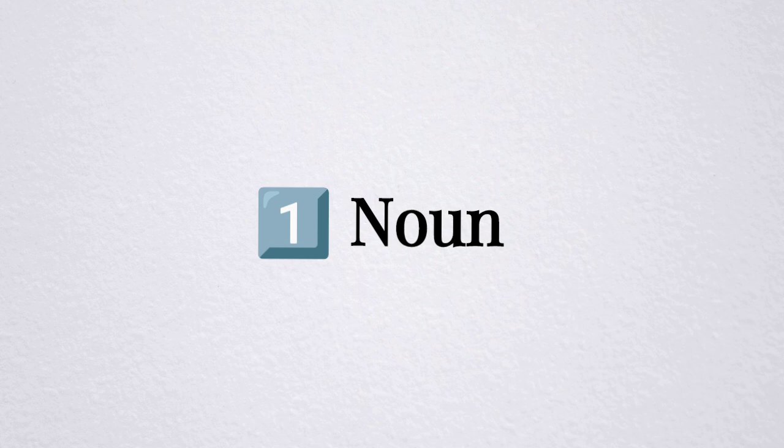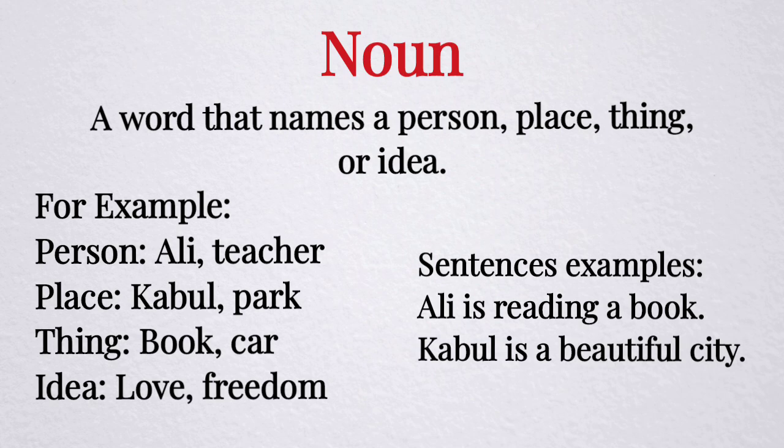Number 1. Noun. A word that names a person, place, thing, or idea. For example, person: Ollie, teacher. Place: Kabul, park. Thing: book, car. Idea: love, freedom.